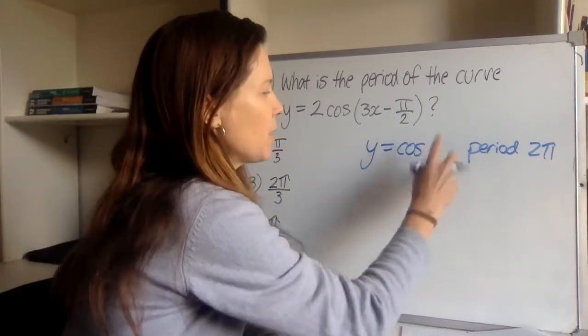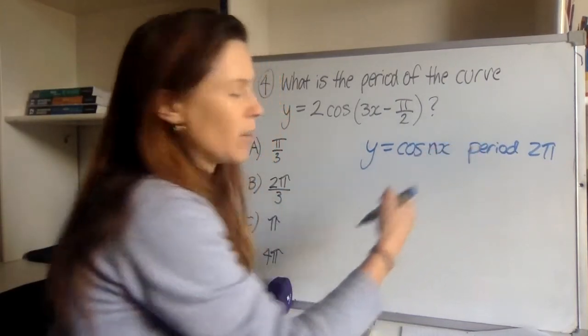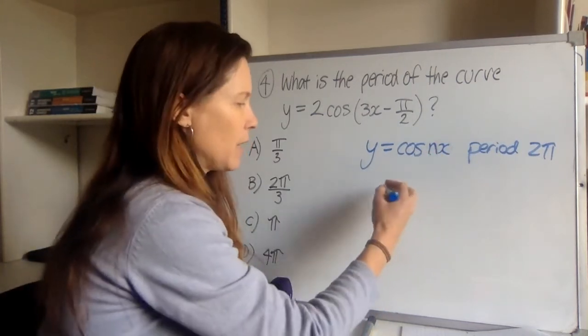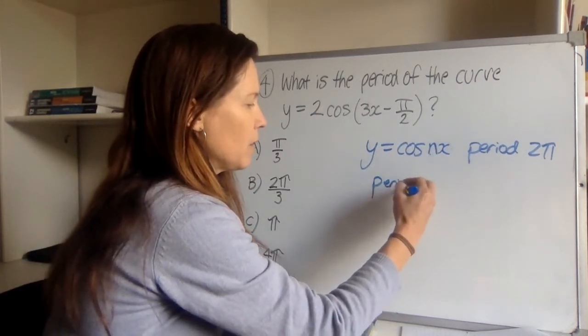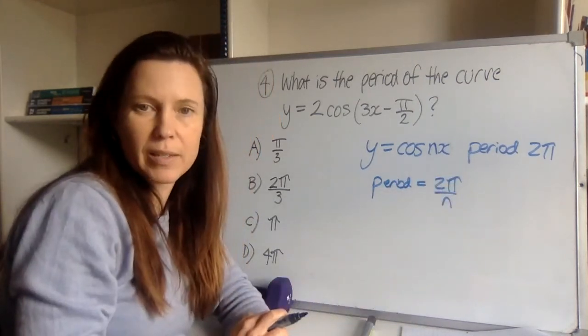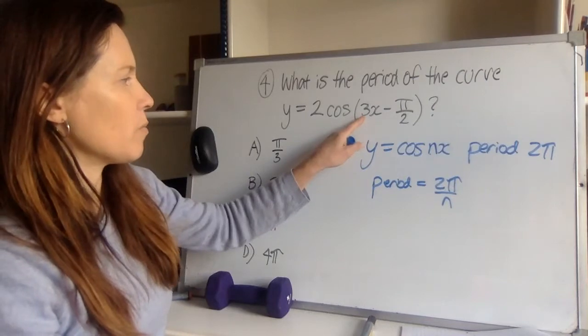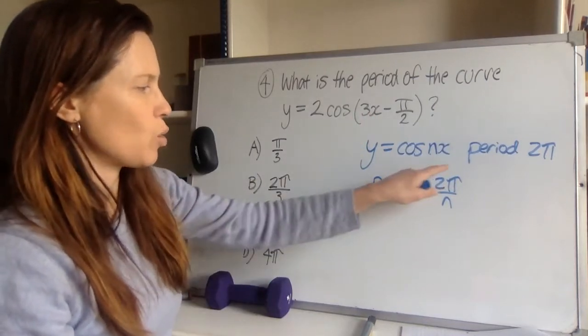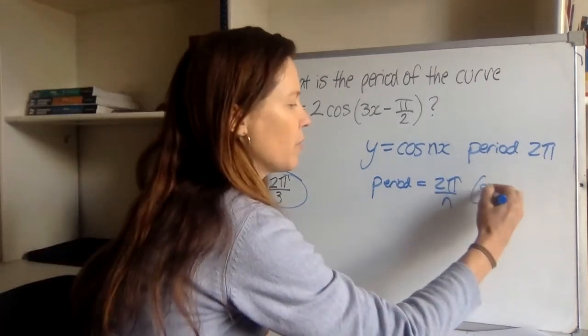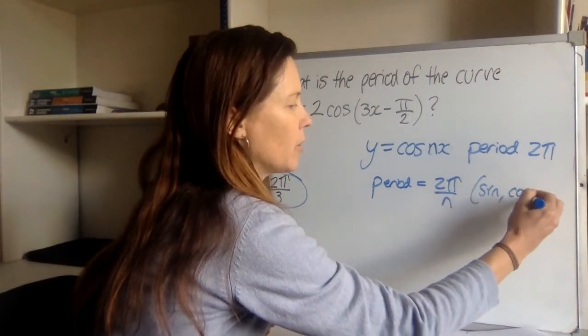So a little recipe that we have to find the period of any sine or cosine curve is to say, look at the coefficient of x, and the period will be 2 pi over whatever that number is. So in this case, we've got 3x here, so it's 2 pi over 3. Now, this works for the sine and the cosine curves.